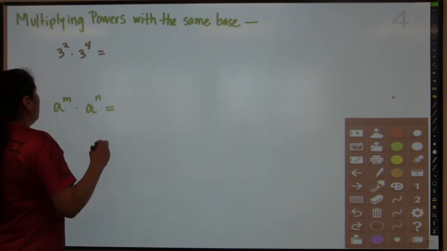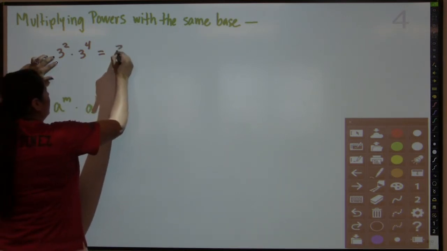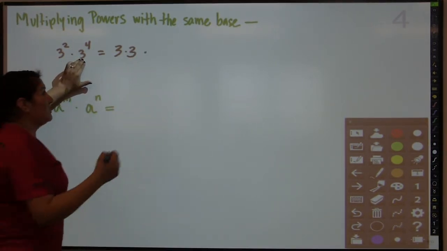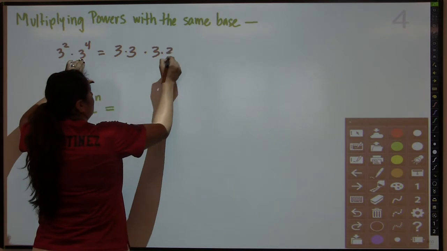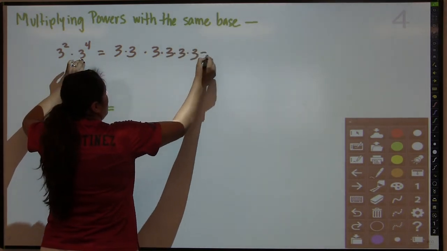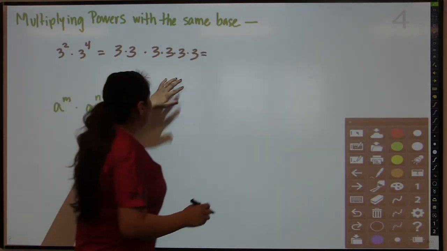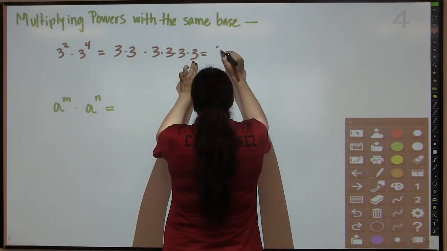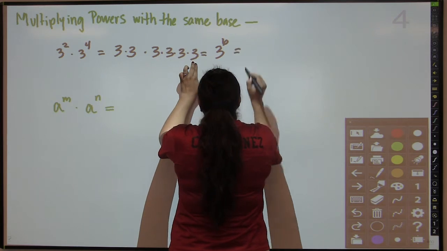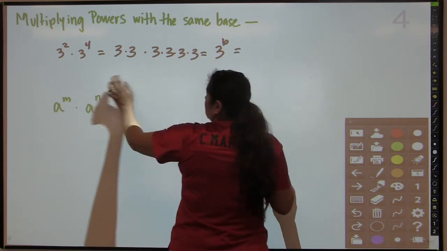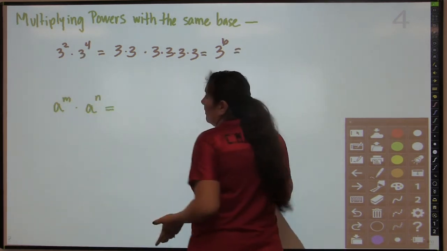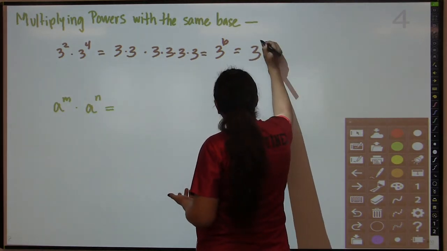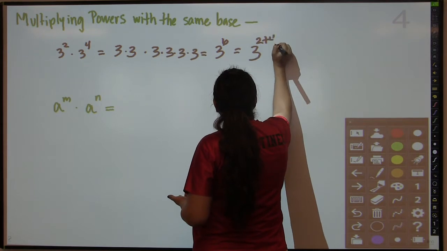So we all know that 3 squared literally means 3 times 3. Then we have 3 to the fourth, which literally means 3 times 3 times 3 times 3. Well, when you put all that together, how many 3s do you have? 1, 2, 3, 4, 5, 6. So we get 3 to the 6th power. Well, how does that 6 relate to the 2 and the 4? If you add 2 and 4 together, you get 6. So really, this is just 3 to the 2 plus 4.